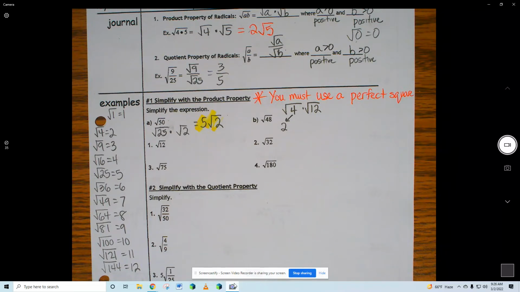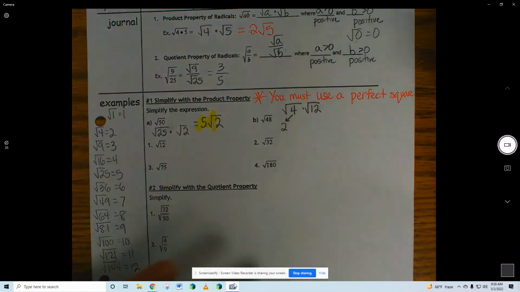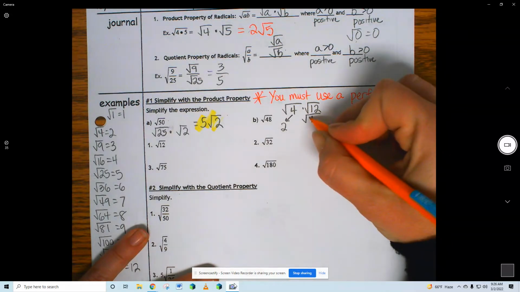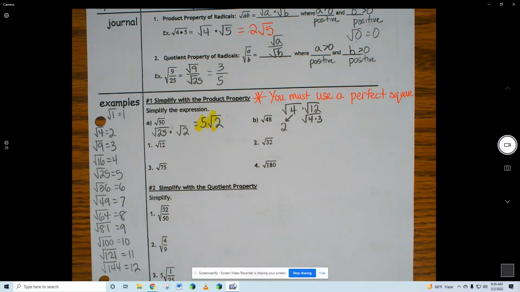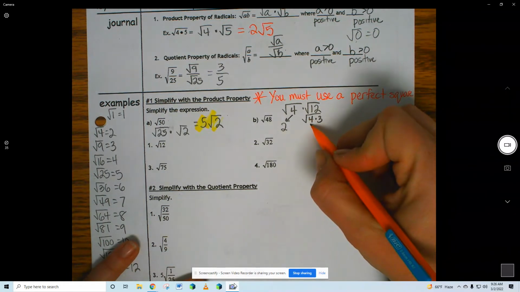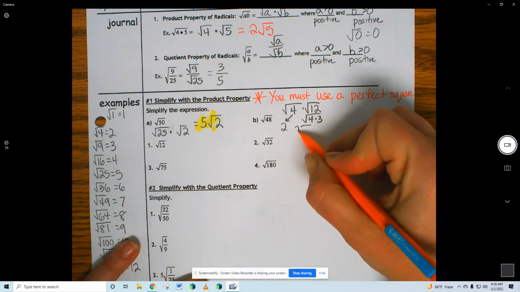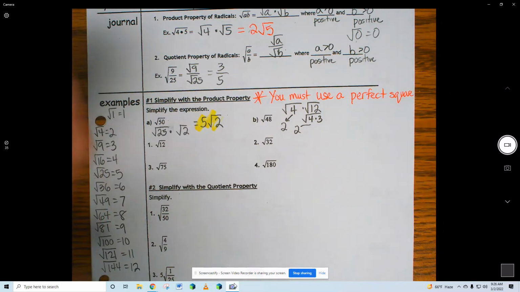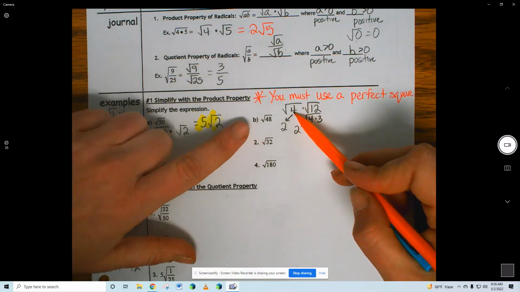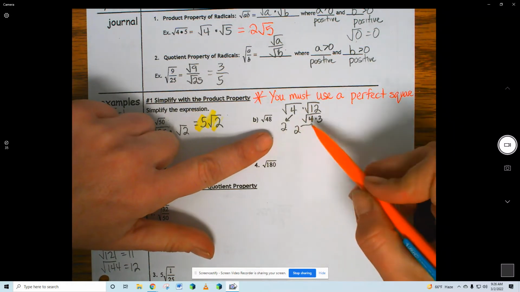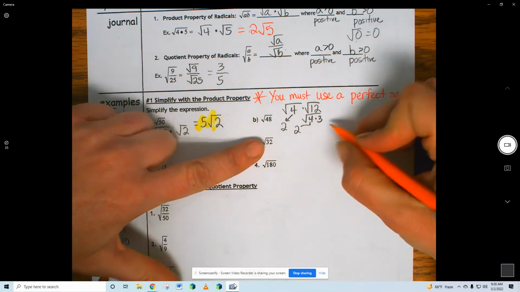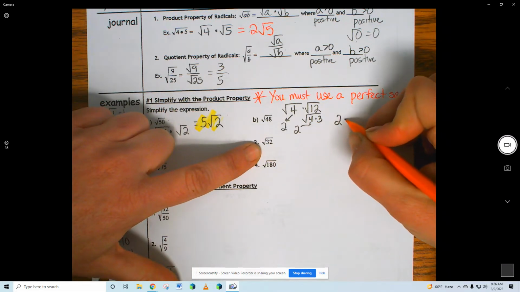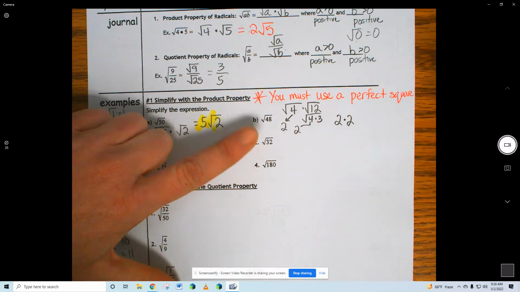So I actually have to go another step and break down 12. 4 times 3. I don't need to separate the 4 and 3 if you don't want. Because what's the square root of 4? 2. So now I have, look at this slowly. I have the square root of 4 was 2. This square root of 4 was 2. So I have a 2 times a 2 on the outside.